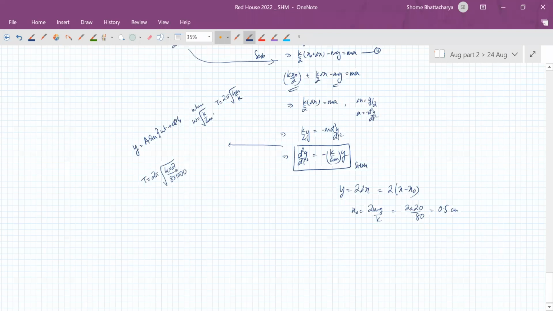So the time period is 2 pi by 10 root 10 seconds, like this. Anyhow, so this is x naught. Now we can see that at t equal to 0, x was 0. The spring was relaxed. So therefore, from here, what is the value of y?